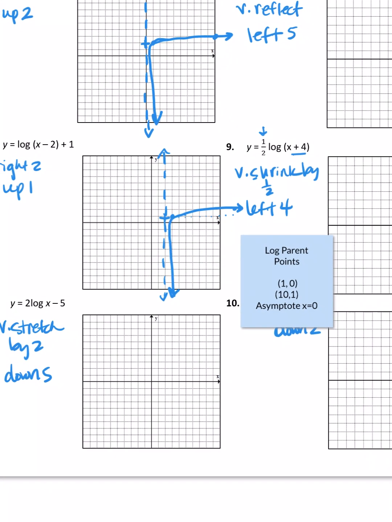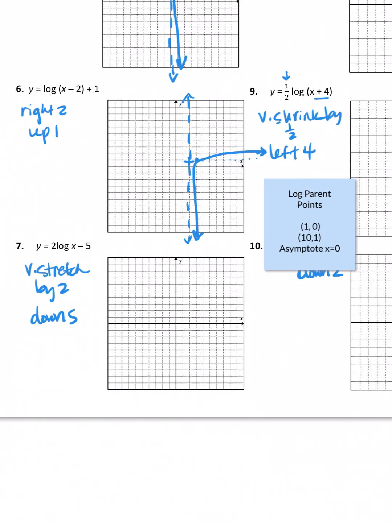You can do this. Look at number 7. This one has a vertical stretch by 2 and down 5. So my origin is just moving down 5. The vertical asymptote goes through that origin. So draw that in nice and thick, but dotted. It has to be dotted.